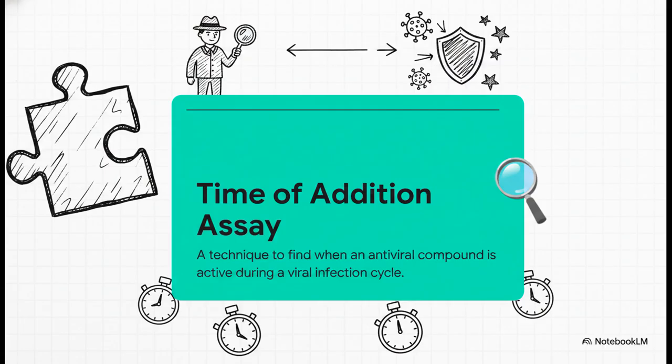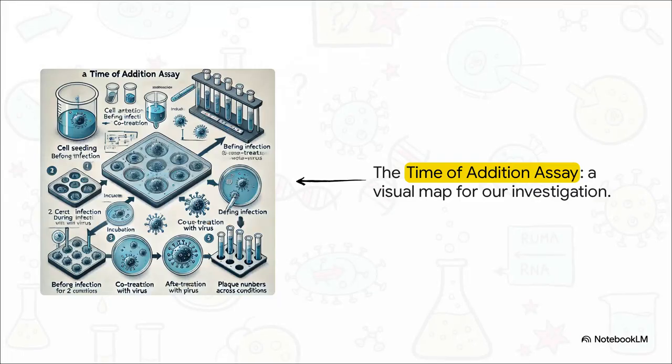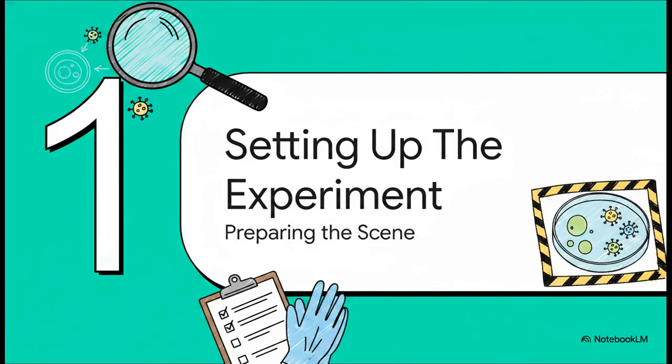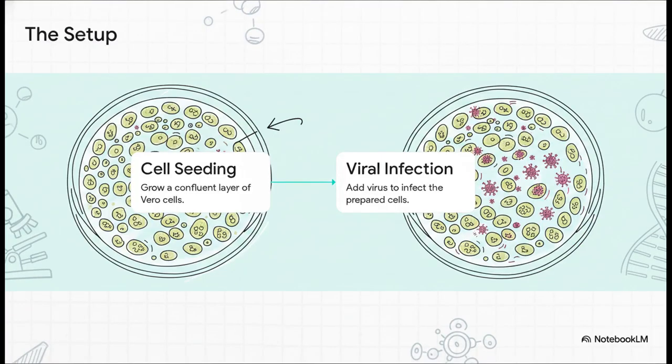Now, what you're seeing here is basically the whole roadmap for our investigation. I know, it might look a little complicated at first glance, but don't worry about it. We're going to walk through this whole thing step by step, and you'll see exactly how each part helps us get to the answer. First things first, before we can test our antiviral, our main suspect, we have to set the stage. You can think of it like we're preparing a crime scene for analysis. We need our potential victims, which are the cells, and our perpetrator, the virus, all ready to go in a controlled environment. The setup itself is actually pretty straightforward.